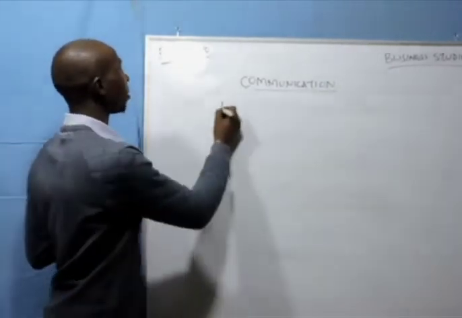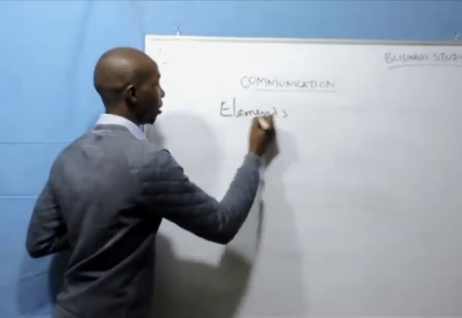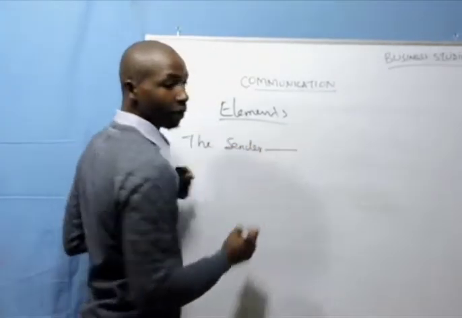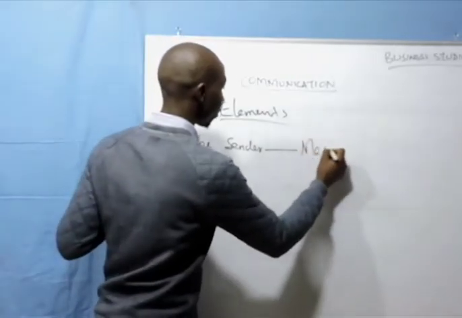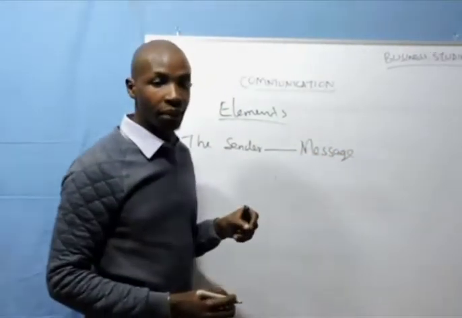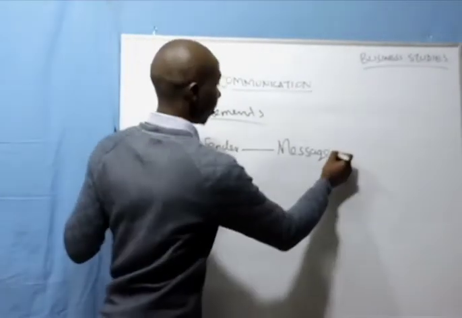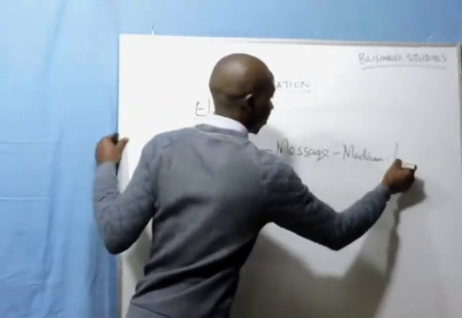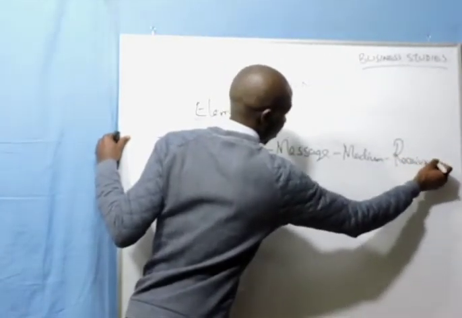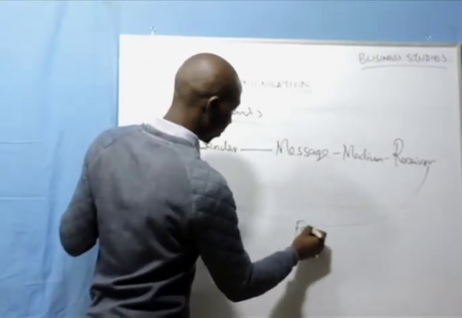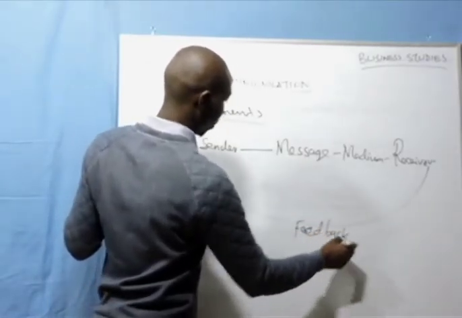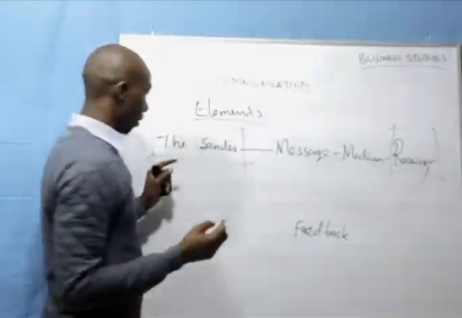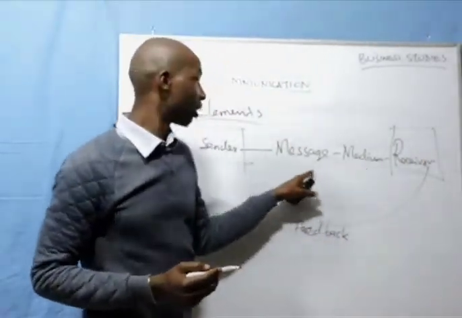So we are going to have elements which include one, the sender. Past the sender, we're going to have message. Past the message, we are going to have medium or channel. Past the medium, we are going to have the receiver. And then we are going to have what we call feedback. So there must be sender. There are two very main people here, the sender and the receiver. But there must be message and the medium of transferring that message.